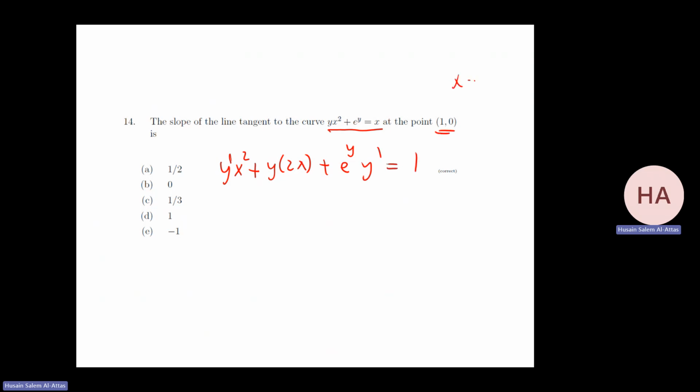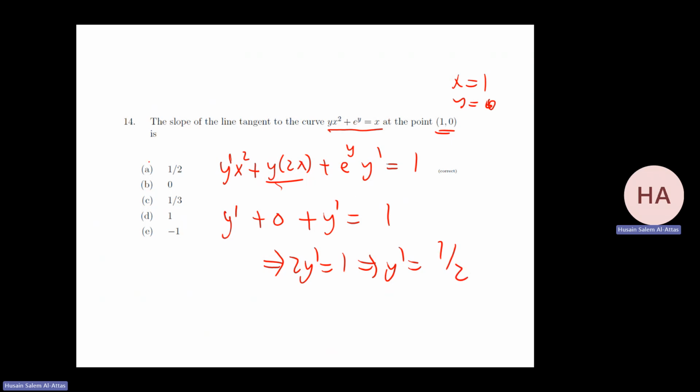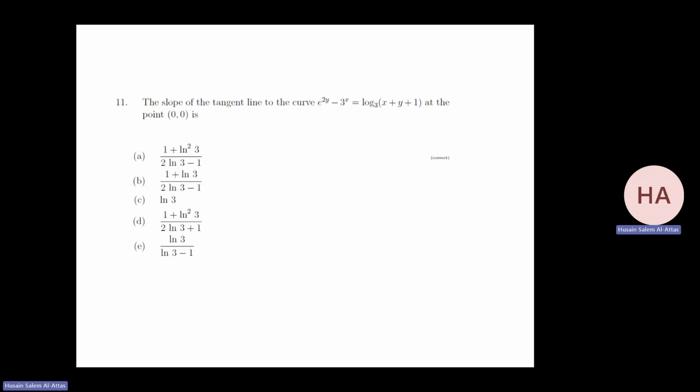This is the point: x equals 1, y equals 0. Especially when you have 0, the calculation will be easier. This is y', this is 0. e to the power 0, which is 1, times y' plus y' equals 1. So I have 2y' equals 1. So y' equals half. That will be the answer. Yeah, this is the slope of the tangent line to this curve.